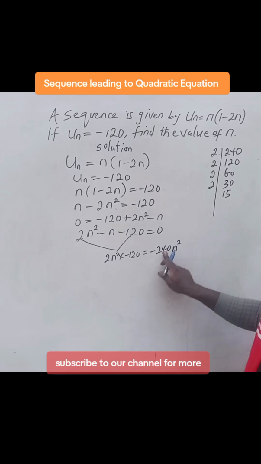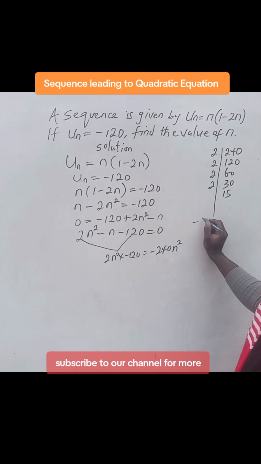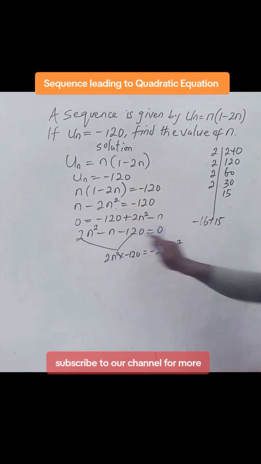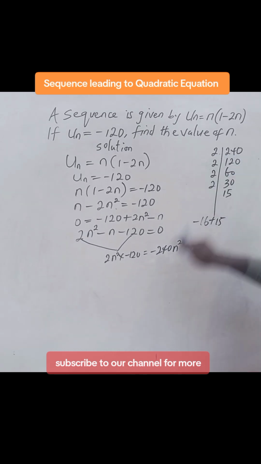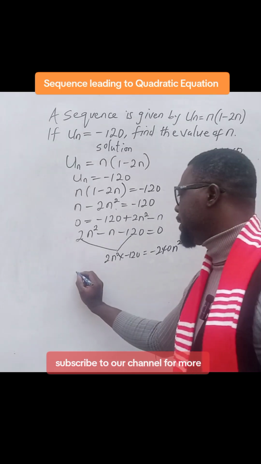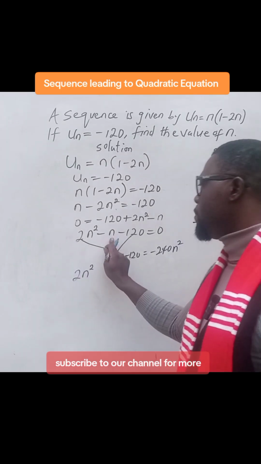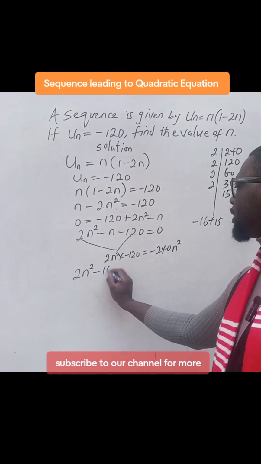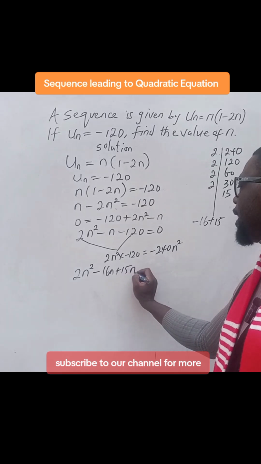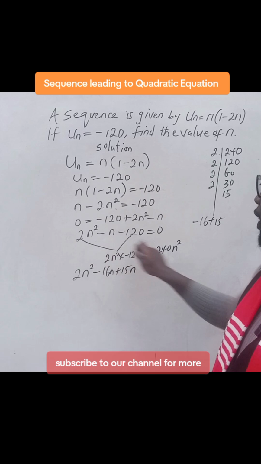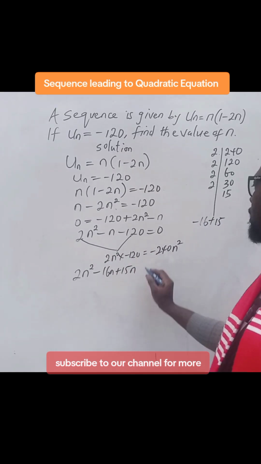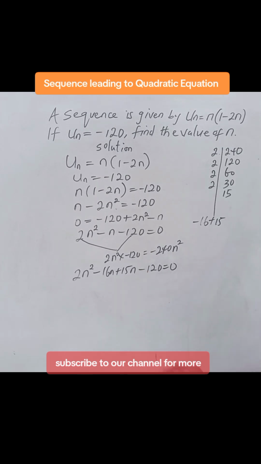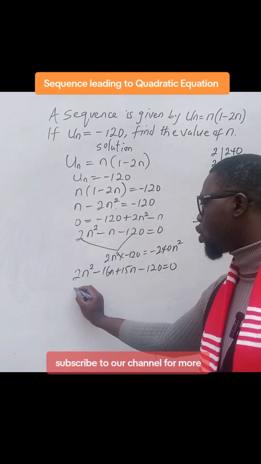So I'm looking for the numbers, which will now be minus 16 and plus 15 to give me minus 1, then 16 times 15 to give me minus 240. So the expression now is going to be 2n squared, in place of your minus n, you use minus 16n plus 15n to give us minus n. Yeah, that is 1. Okay? Then minus 120 equals 0. So with this now, you can easily factorize.